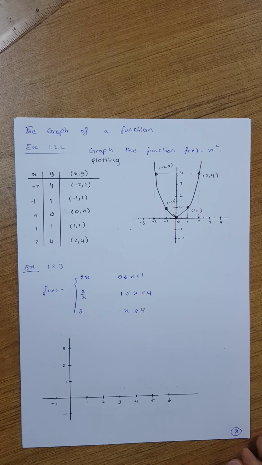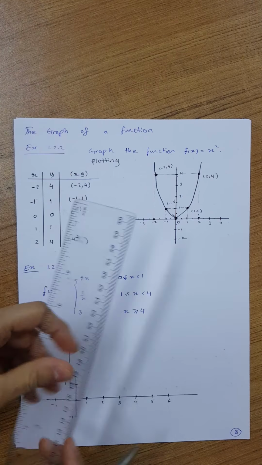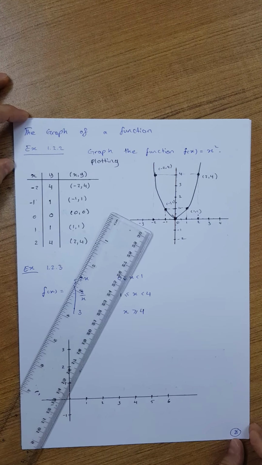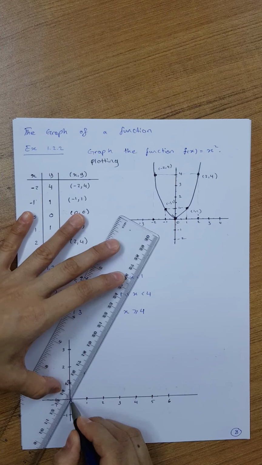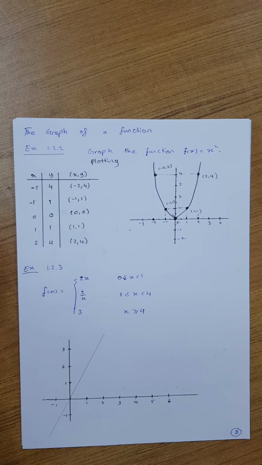So, in general, let's sketch the graph of 2x, without mentioning the domain of this one. How is the graph of 2x? The graph of 2x is something like that. That's the graph of 2x. It's a straight line passing through the origin.